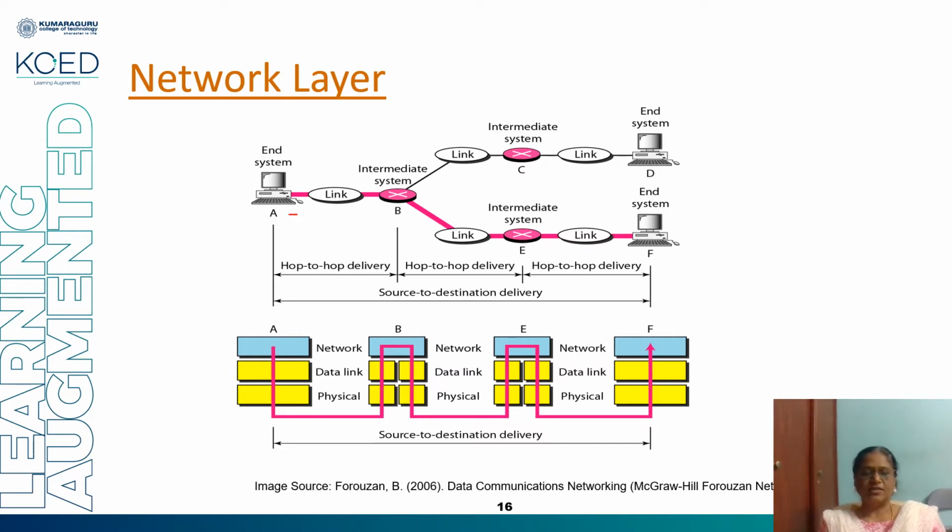Suppose A sends a packet to B. Now B refers to its routing table. It sees whether the destination address is D. If so, it will know that the next outgoing link is the link to C. Therefore, it will be forwarded to C. And the router C will again see its routing table and it will know that the destination D is directly connected to it and hence it will forward the packet to the destination D.